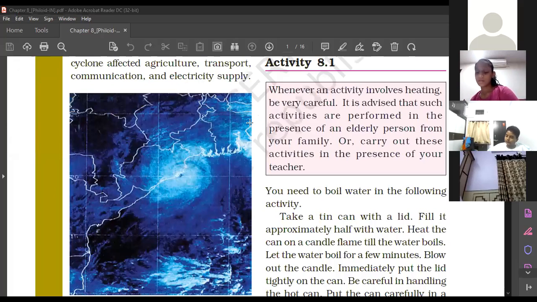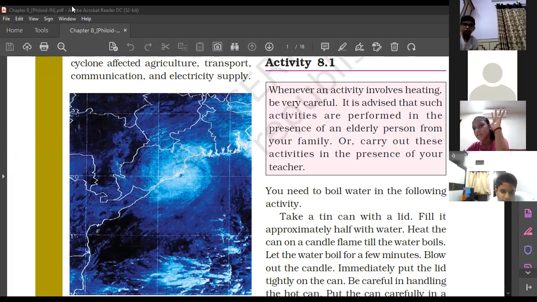Okay. What is the picture you have seen here? What is this? Have you seen this? It is a thunderstorm, sir. It's a storm. Is it a thunderstorm or a cyclone? I think it's a cyclone. Okay, we'll go one by one. First, we'll start with Ritvik. What is that picture? I think it is a cyclone, sir.